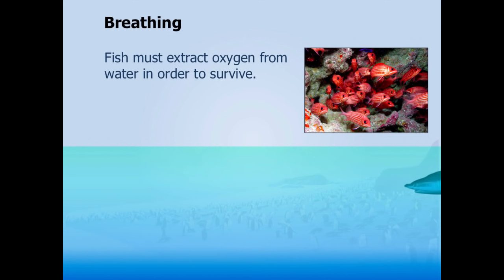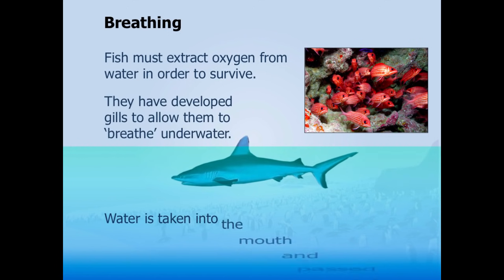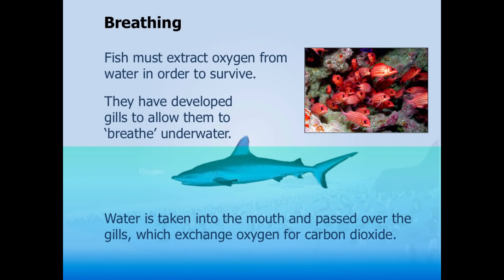Breathing. We know that fish must extract oxygen from the water in order to survive. So over time, they developed gills, which allows them to breathe underwater. Water is taken into the mouth and it passes over the gills, which can exchange oxygen for carbon dioxide. So with organisms moving to the sea to live, they had to develop a way to breathe under the water, and that internal structure is gills.